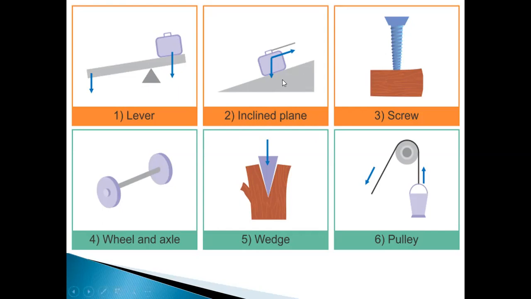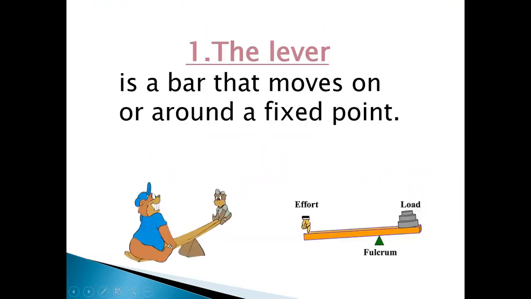Number one, lever. Number two, inclined plane. Three, the screw. Four, wheel and axle. Five, the wedge, and six, the pulley. First of all, the lever. From its name, it has a lever. So it's a bar that moves around a fixed point. Can you see this point? It's the bar which is moving around this fixed point.